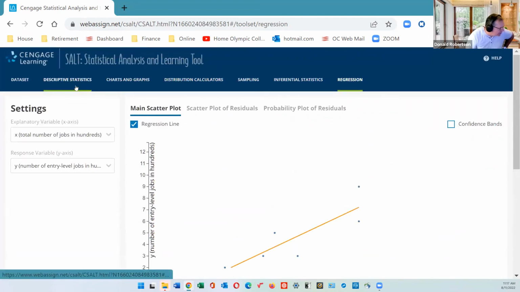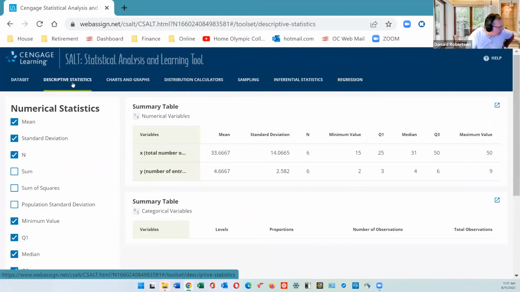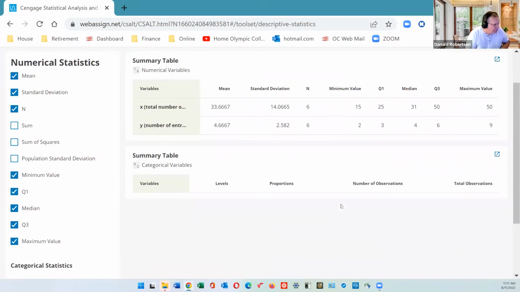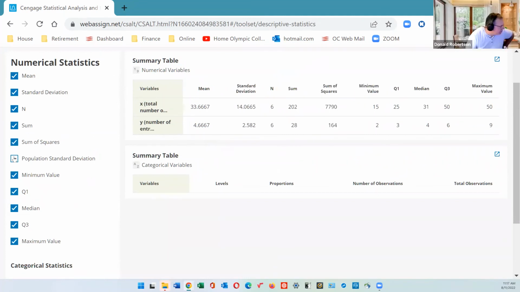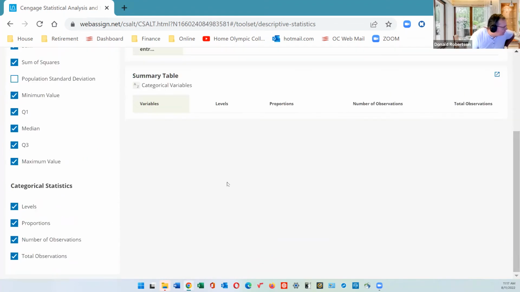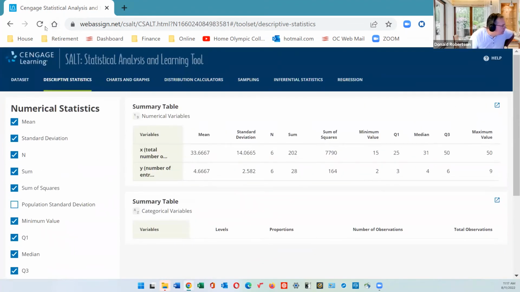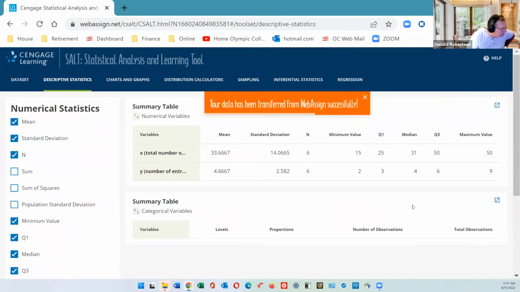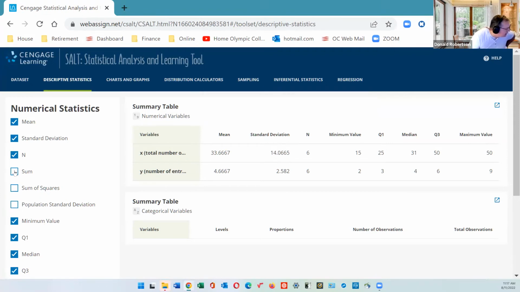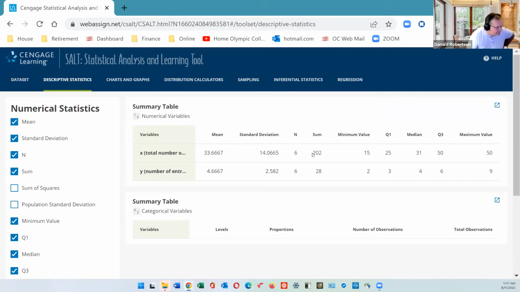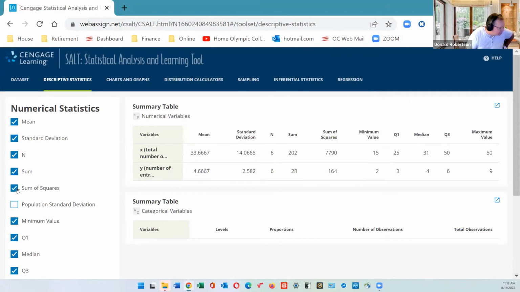Now, some of the data that you want will come from descriptive statistics. So if you go over to the descriptive statistics, if you hit the sum of squares, and that, you should also get, oh, do I have to redo it? I may have to redo it. There we go. Okay. Hit the sum. There we are. The sum, sum of squares. That guy and that guy.